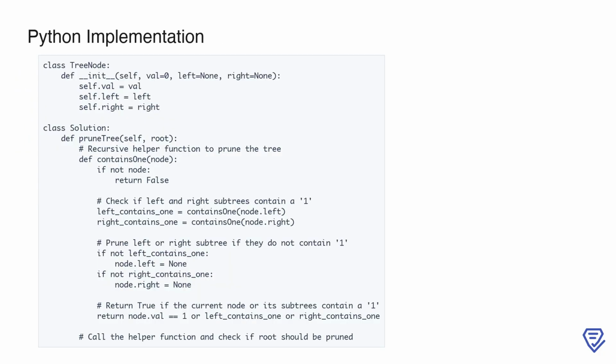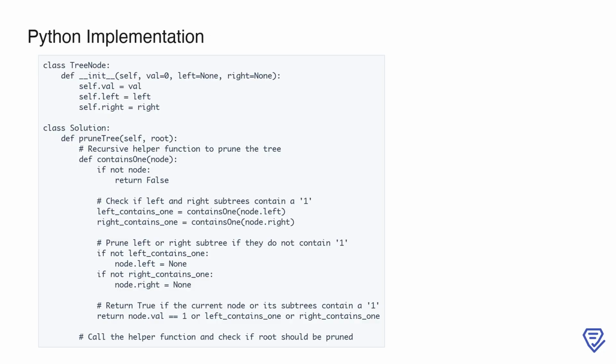Here, we start by defining a tree node class, which is the basic structure of our binary tree. Each node has a value, as well as optional left and right child nodes. We then define the solution class, which contains the prune tree method to solve the problem. Inside this method, there's a recursive helper function called contains1. This function is designed to traverse the tree and determine whether any subtree contains the value 1.